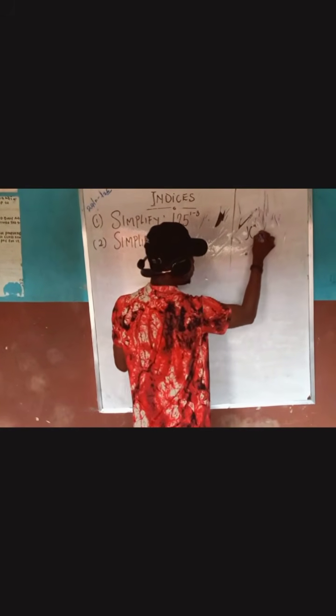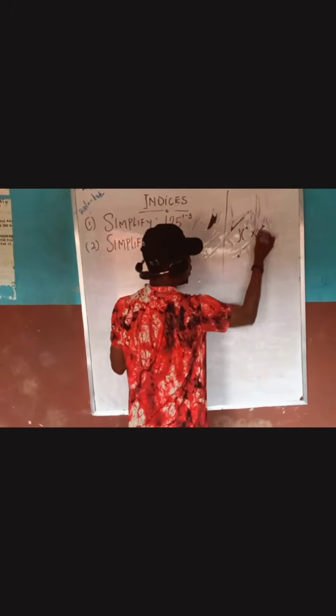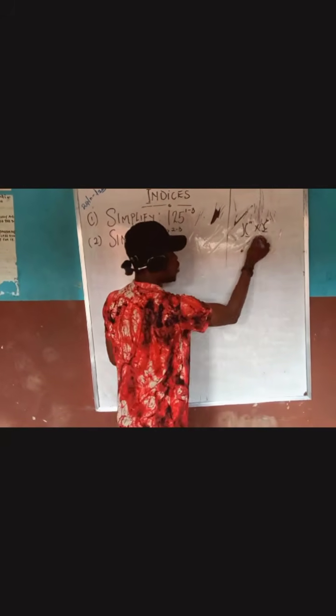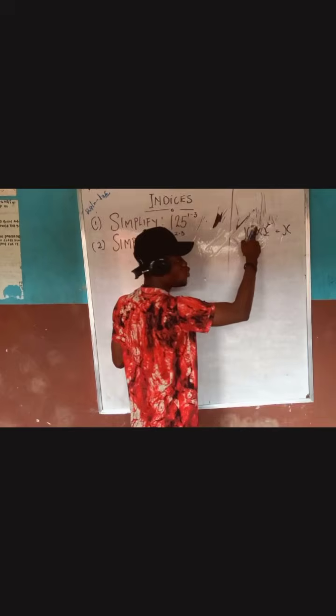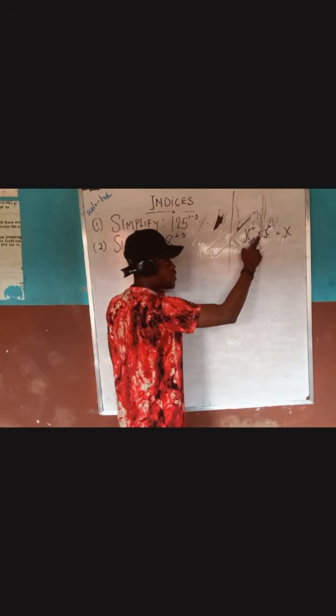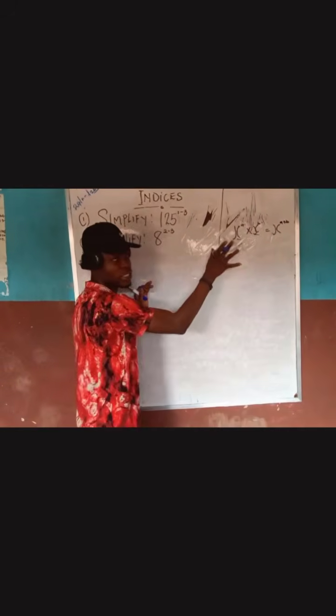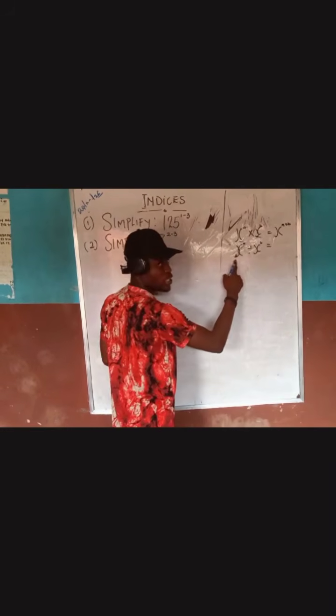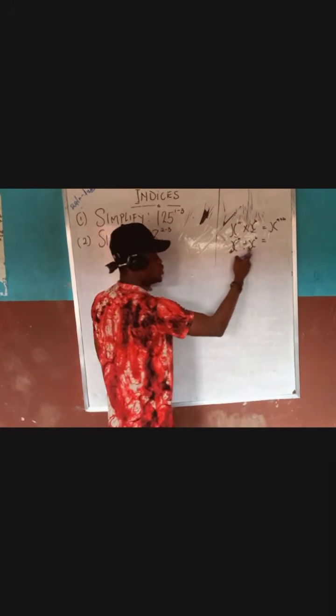Now, the first law says if we have x raised to power a times x raised to power b, they have the same base. I will pick one base, then I will equate the power. The multiplication sign will change to addition, by saying a plus b. This is the law. The second law says x raised to power a divided by x raised to power b, the same base, equate the power. Division changes to subtraction, by saying x raised to power a minus b.